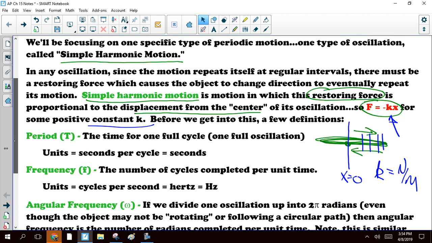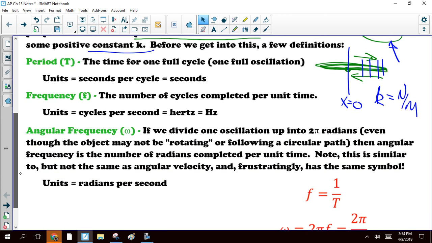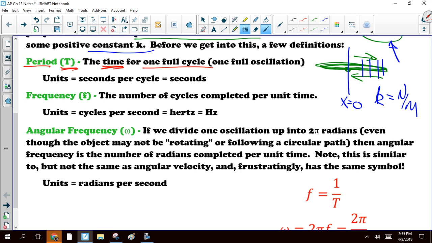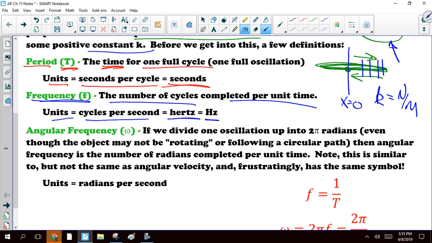Before we get into that, a couple quick reminders. These are definitions you should know, but just to refresh your memory. Period, capital letter T, is the amount of time it takes for one full cycle. The units we're going to use are the number of seconds per cycle, or more simply, seconds. Frequency is, instead of the time for one cycle, the number of cycles per unit time. The units we'll use there will be cycles per second, or more simply, hertz, abbreviated Hz.